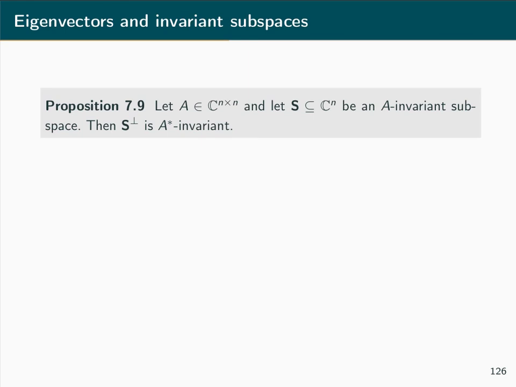On the last slide in this chapter, we present some results that make a connection between eigenvectors and invariant subspaces, which were defined at the very beginning of this chapter in definition 7.1. And the first result is proposition 7.9, which states that if A is an n by n matrix and S is an A-invariant subspace, then the orthogonal complement S perp of S is A star invariant.